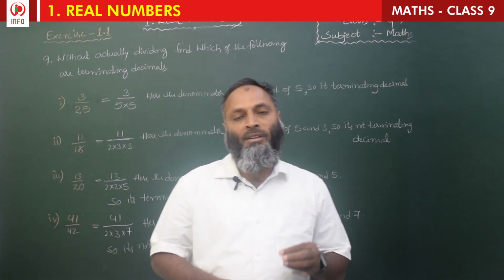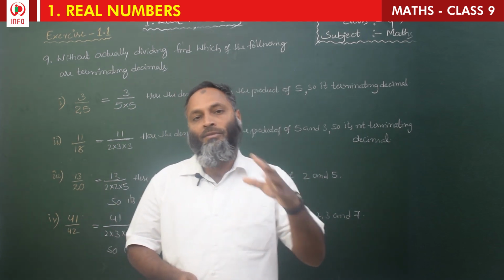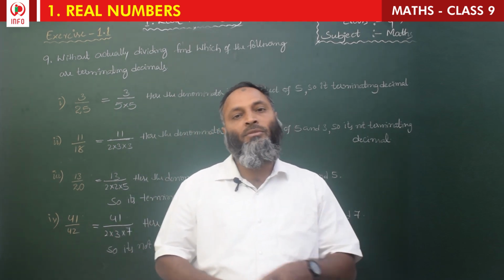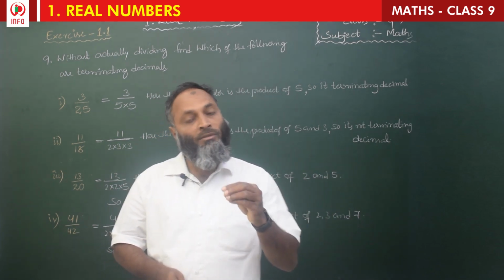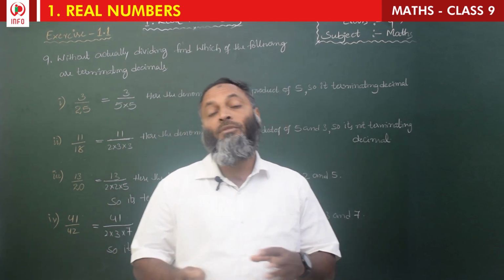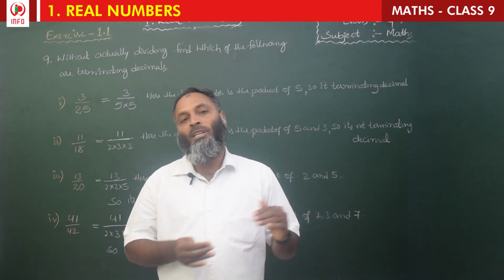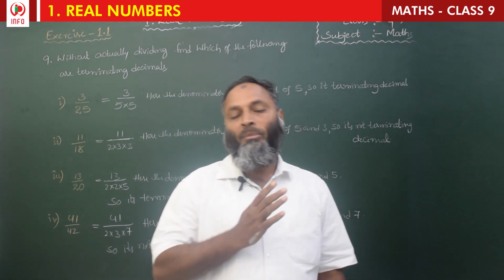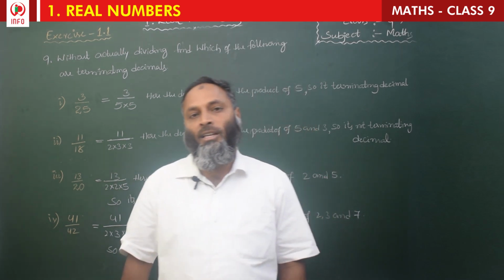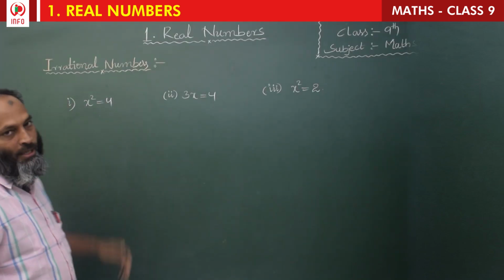If the prime factors of the denominator are in terms of 2, or in terms of 5, or in terms of a combination of 2 and 5, not 3, then the rational number is a terminating decimal, otherwise it is a non-terminating repeating decimal. Okay students, our next concept: irrational numbers.